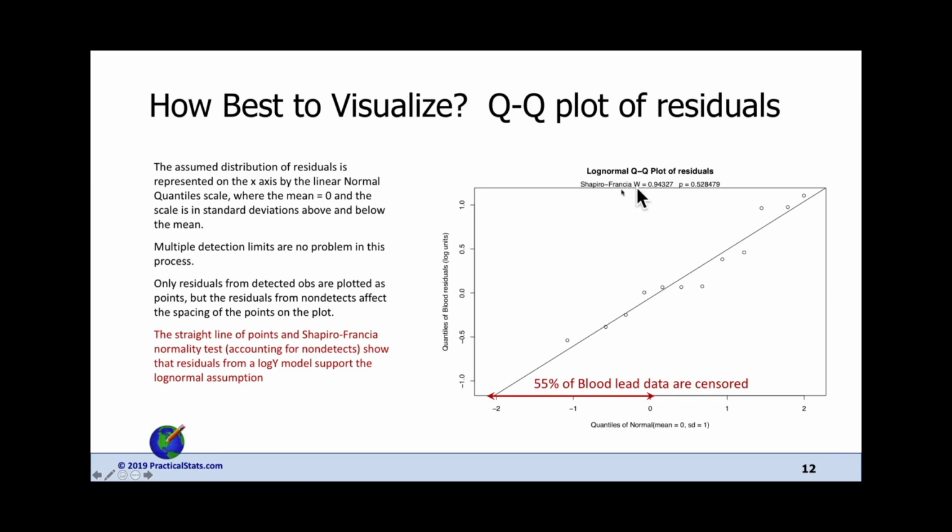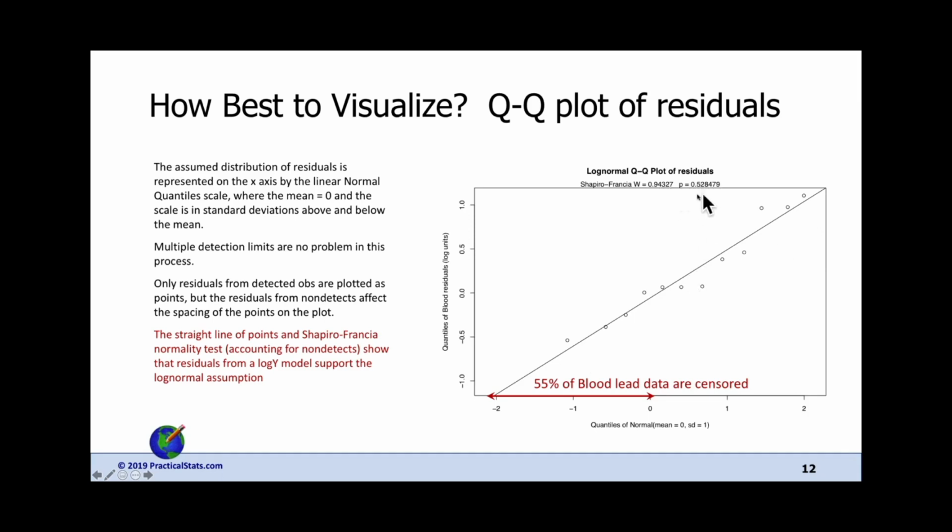There's also a test, the Shapiro-Francia test, which is very close to an R-squared for this plot. And you can see that's fairly high. If it were 1 exactly, this would say this is a perfect fit to this distribution, which is a log normal distribution. 0.94 is pretty close to that.